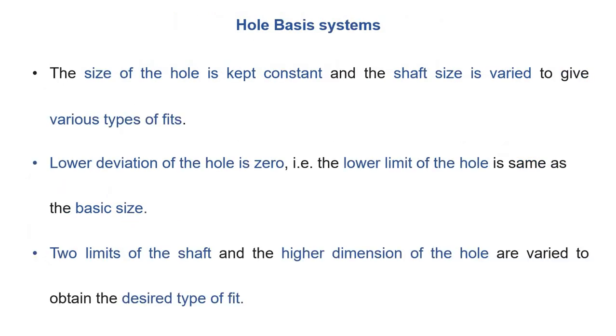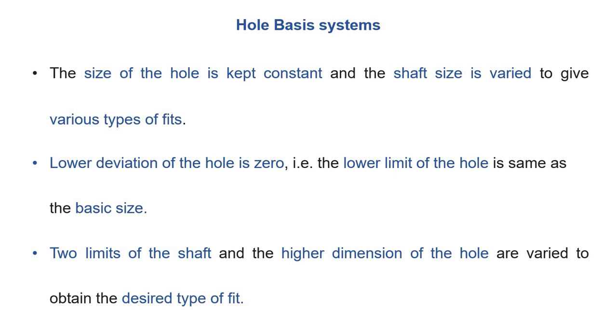First, we will see about the hole basis system. The size of hole is kept constant and the shaft size is varied to give the various types of fit. We can have a clearance, transition, and interference type of fit by keeping the hole size constant and by varying the shaft size. That system is known as hole basis system. Okay. The deviation of the hole is always 0. That is, lower limit of hole is same as the basic size.